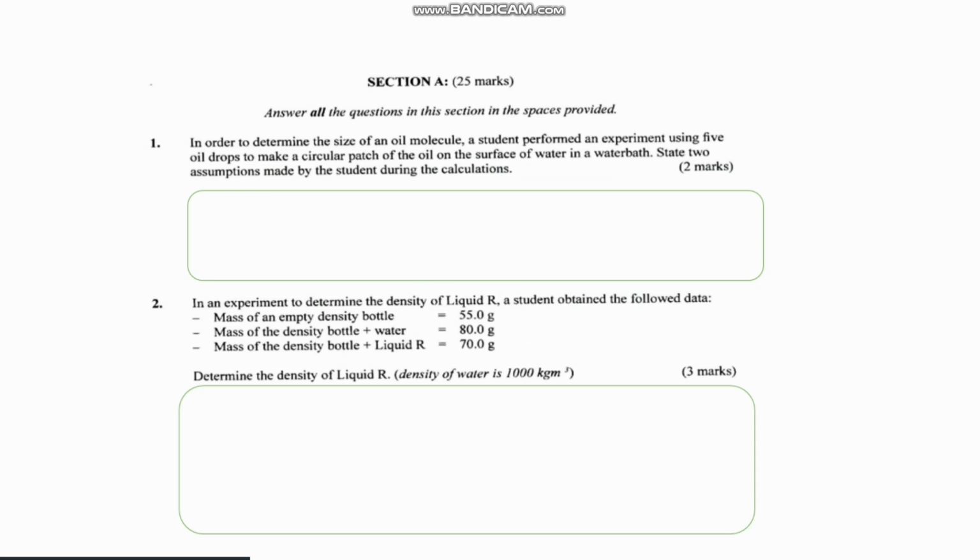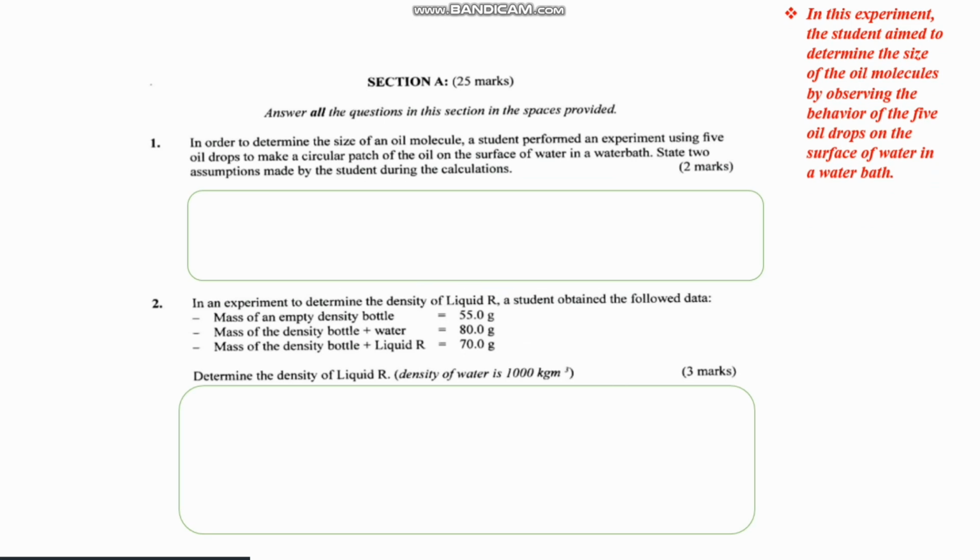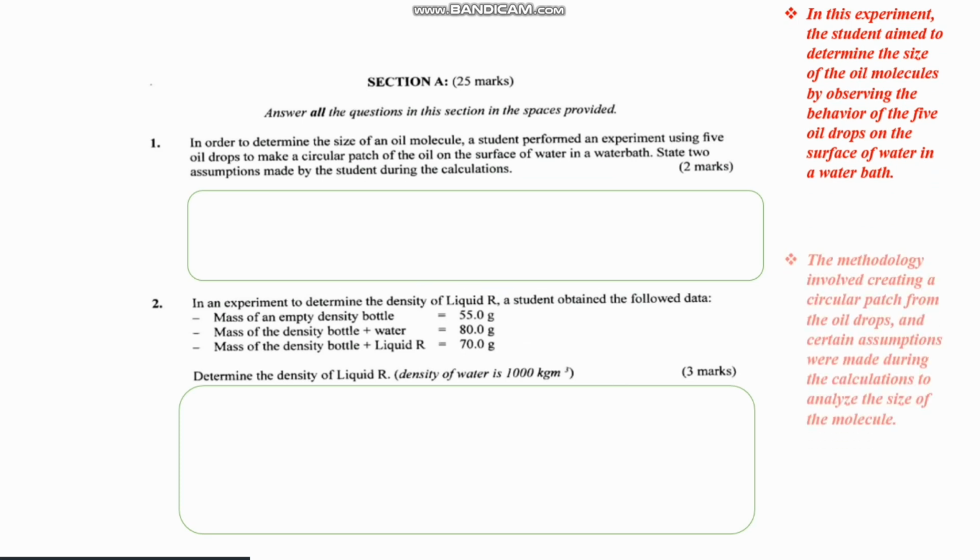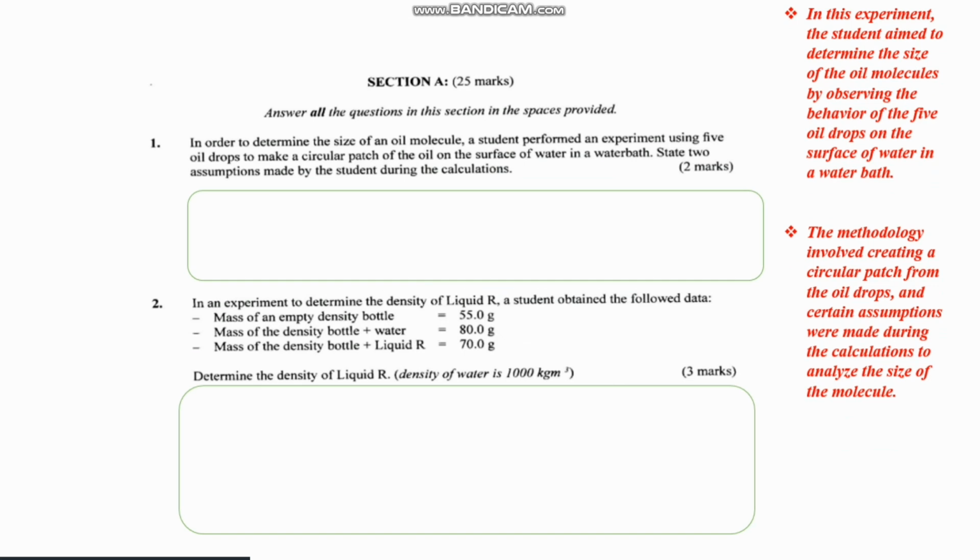So remember, this is an oil drop experiment, and in this experiment the student aimed to determine the size of the oil molecules by observing the behavior of the 5 oil drops on the surface of water in a water bath. The methodology involved creating a circular patch from the oil drops, and certain assumptions were made during the calculation to analyze the size of the molecule. So the first assumption made is that the oil drop is spherical. The second one is that the oil patch was circular, and the third one is that the molecular diameter is uniform. So these are the assumptions that the student had to make in order to make calculations more uniform.